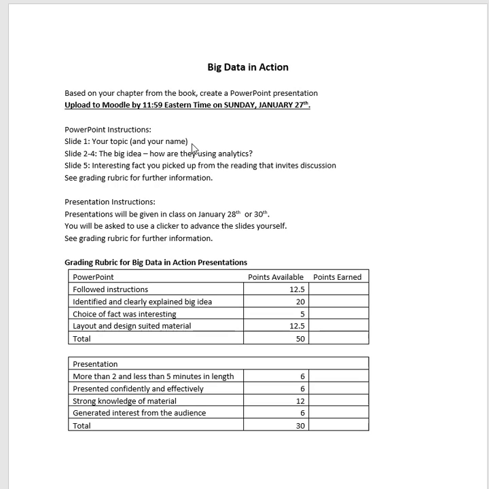The grading rubric below is going to give more in-depth instructions to the project. So the way we grade is everything on this grading rubric is going to be the key items we're looking for. So the first thing I want to know is, did you follow instructions? Do you have 5 slides? And slide 1 is your topic, slide 2 through 4 is the big idea, slide 5 is the interesting fact.